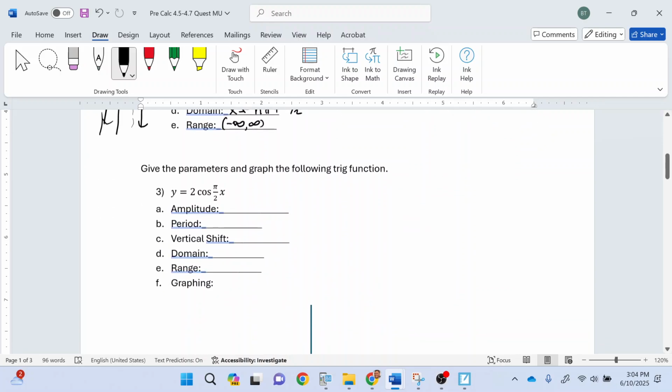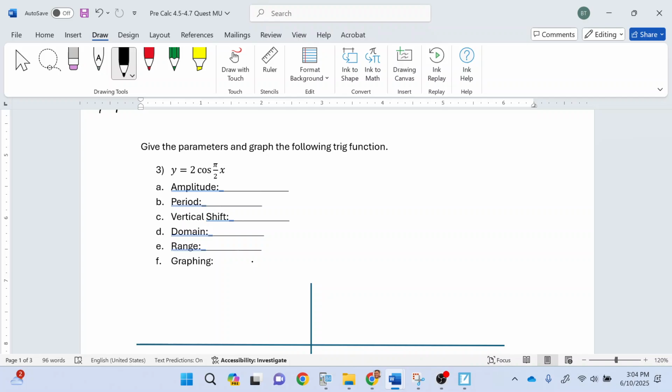All right, give the parameters and graph this function. So cosine in this case, the amplitude is 2. The period is going to be 2 pi over the b value, so 2 pi over pi over 2. In this case, that's going to end up being 4, because the pi's cancel out and the 2 goes on top, so that's 4. The vertical shift, no vertical shift, so 0.